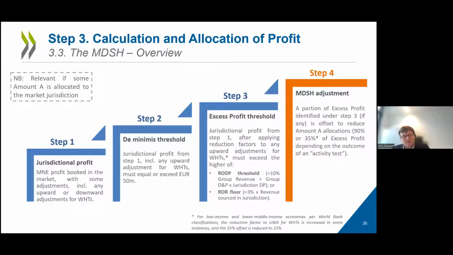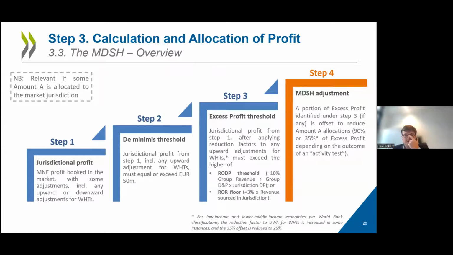Now, there's another threshold potentially, which is described, as you can see on the screen, as the RR floor. And that may indeed apply in some instances if it's higher than the RDP threshold that I just described. And as you can see, the percentage is 3% multiplied by locally sourced revenue under Amount A rules. And this percentage could be seen as quite low compared with the 10% group revenue that is used as a starting point to determine the RDP threshold.